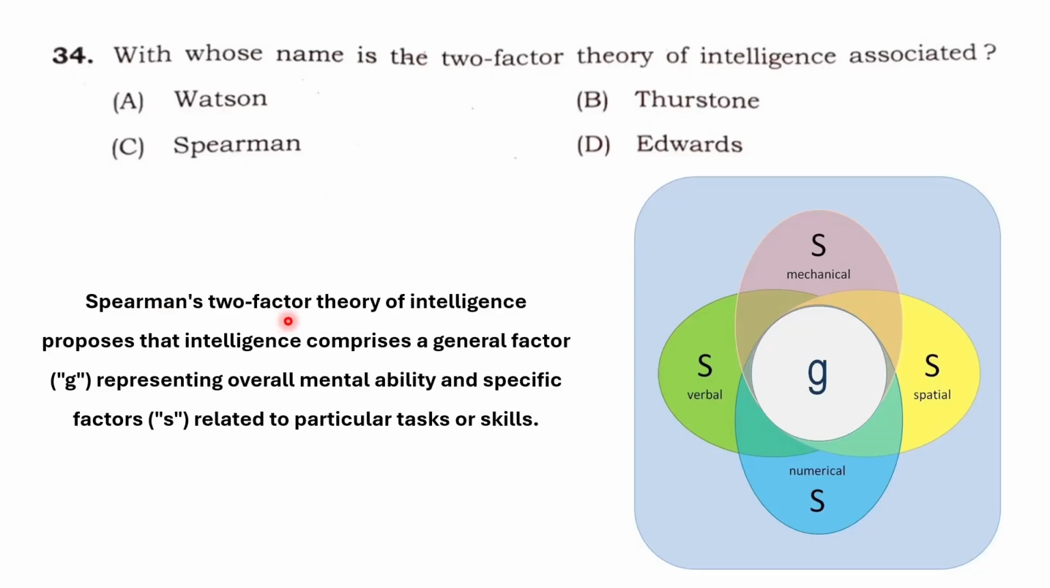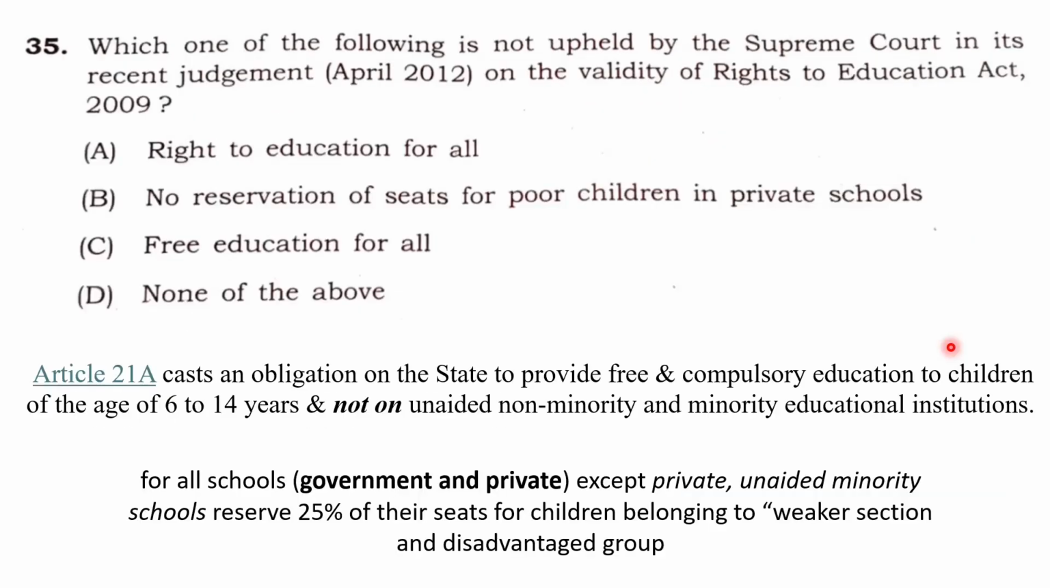Spearman's two-factor theory of intelligence proposes that intelligence comprises a general factor G representing overall mental ability and specific factors, and the plot for the two-factor theory is given here. Another question is, which one of the following is not upheld? So this is a tricky question where a negative has been used.